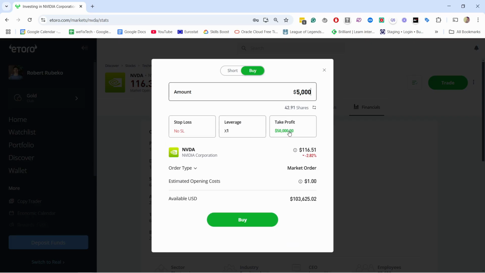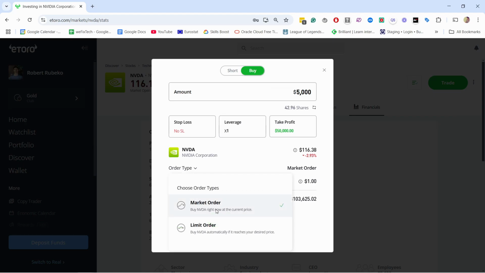And then you have take profit, which is the opposite of stop loss. Basically, you're able to say, hey, if this reaches $50,000, so 10x the price right now, then I want to just sell it and enjoy the profits. But most people just will not set this. From here, you see just the asset you're buying and the current price, and then we come to the order type.